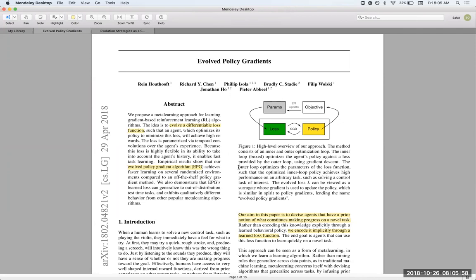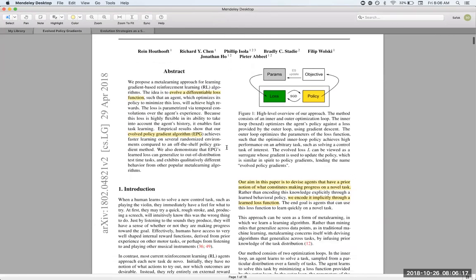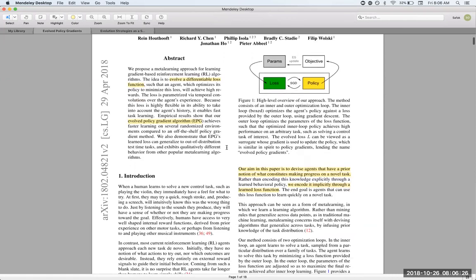So this paper, to reiterate myself, doesn't only learn a policy gradient directly, but it learns a policy gradient through another loss function, which is actually trained on evolutionary strategies. So it's quite an exotic concept. It's kind of convoluted.